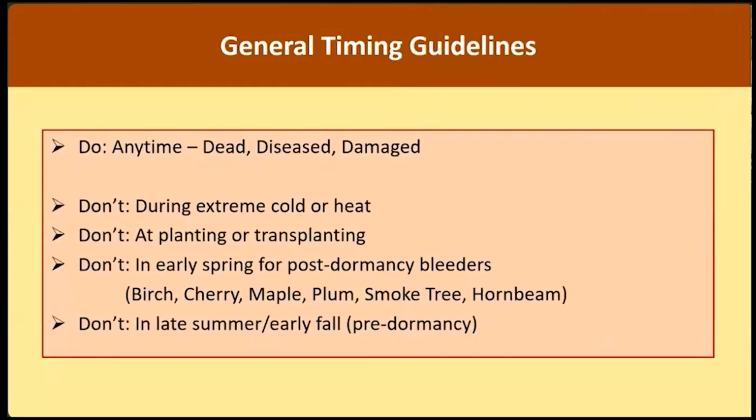So the general timing guidelines: any time is good for removing dead, diseased, and damaged portions of a tree. But when a tree is under stress, for example, when it's really cold or hot out there, or when it's being planted or transplanted, or during the post-dormancy, meaning a tree is just beginning to come out of being dormant and beginning to grow, so usually early spring, and then in late summer, early fall, when a tree is getting ready to go into dormancy, those are the more vulnerable periods for the tree, and take care in not pruning, or at least not making major pruning.